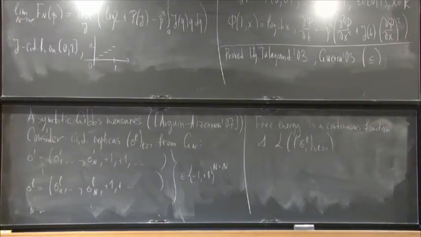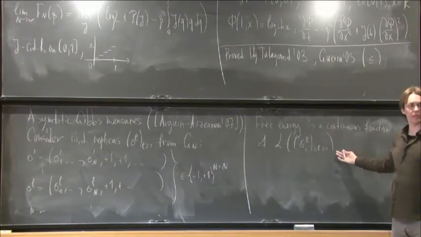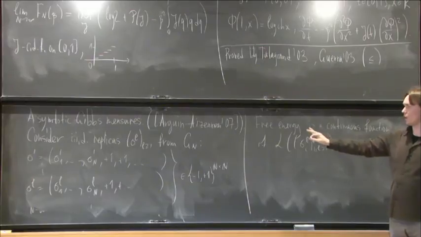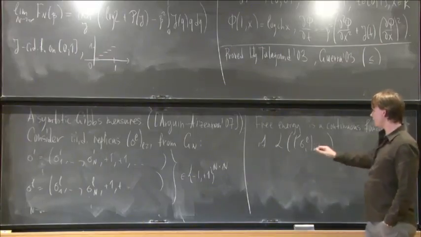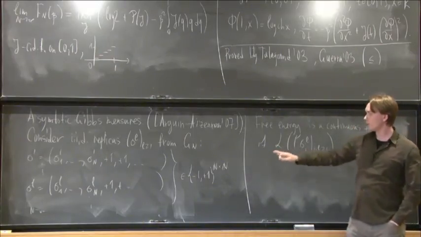So if I pass to the limit in this sense, just by studying what the distribution of this array will look like, in principle, this also tells me what the free energy will be in the limit, because it depends continuously on this array. You have a continuous function of the distribution of this array.